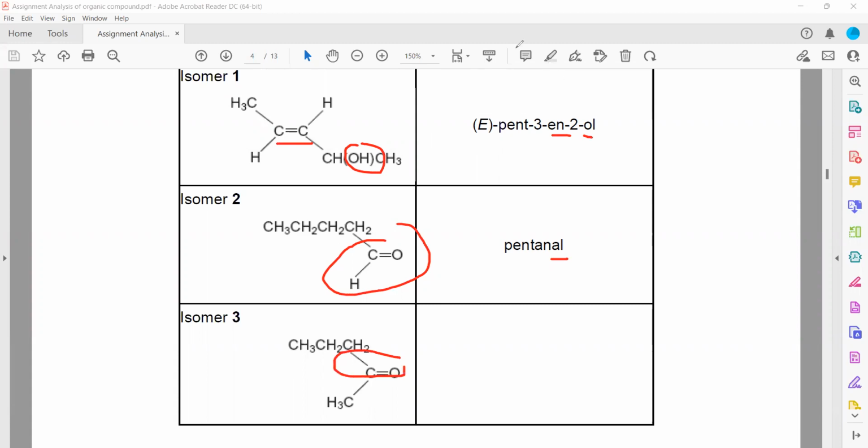And this one has a carbon, so like C double bond O, a carbonyl group is there, it's surrounded by a carbon chain, so it means it is a ketone. And which ketone? 1, 2, 3, 4, 5. And the second carbon is having a carbonyl group. So it is pentan-2-one.